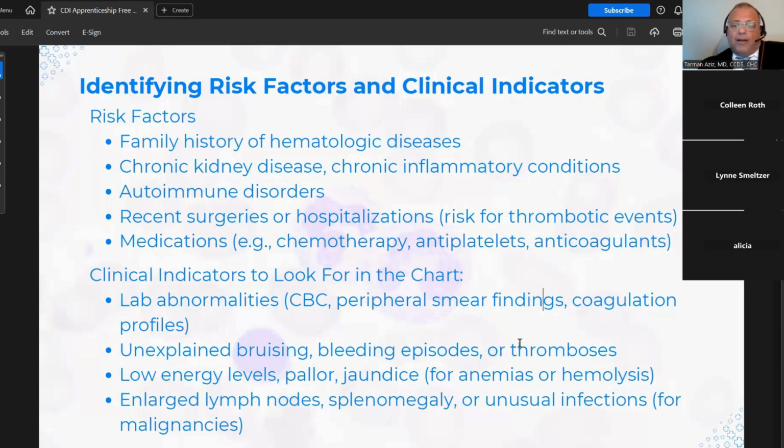splenomegaly for certain conditions, malignancies. We want to keep an eye on the record for any, oftentimes, radiological evidence of lymph node enlargement, lymphadenopathy, or splenomegaly that may be uncommented upon in the provider documentation.